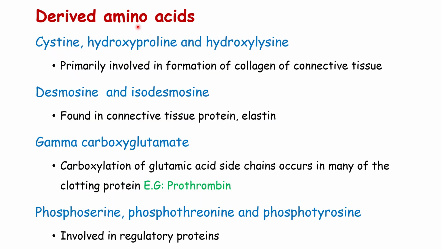The derived amino acids: cysteine, hydroxyproline and hydroxylysine. You have read about the derivatives of monosaccharides when we covered carbohydrate chemistry. Like that, here also there are some derivatives of amino acids which play an important role. Desmosine and isodesmosine are found in connective tissue protein as well as elastin, which is a specialized protein. Gamma carboxyglutamate is a carboxylation of the glutamic acid side chain that occurs in many clotting proteins, for example prothrombin. Phosphoserine, phosphothreonine and phosphotyrosine are involved in many regulatory proteins.